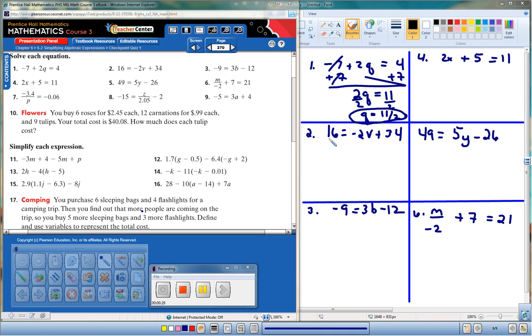Number 2, 16 equals negative 2v plus 34. Step 1, subtract 34 from both sides. 16 minus 34 is negative 18, equaling negative 2v. Dividing both sides by negative 2, v is equal to 9.